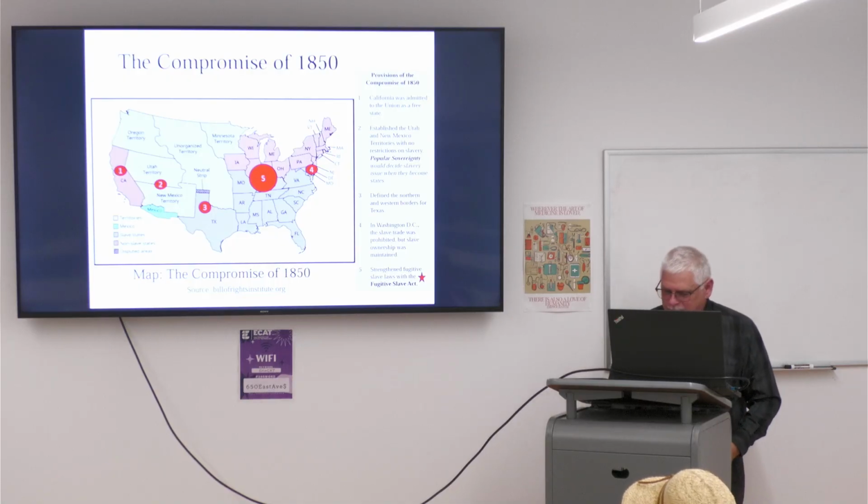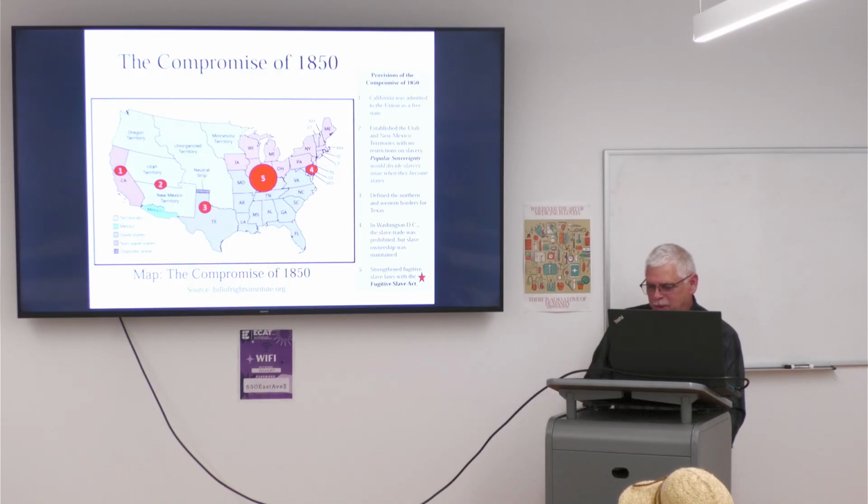So at the compromise in 1850, there were about 3.2 million slaves in the slave states. The slave population had doubled in 30 years. The total population in the United States was now 23 million. Thus, roughly 14% of the population in the United States were slaves.